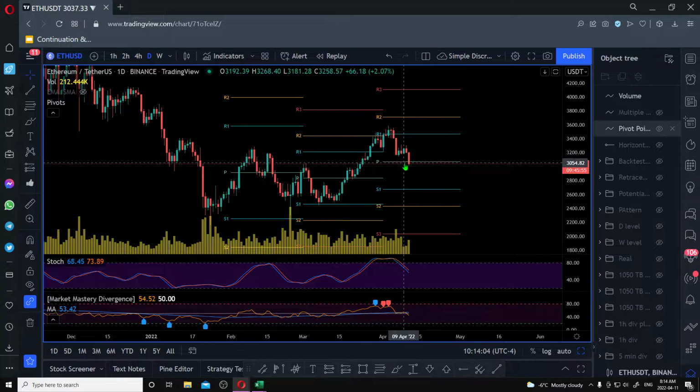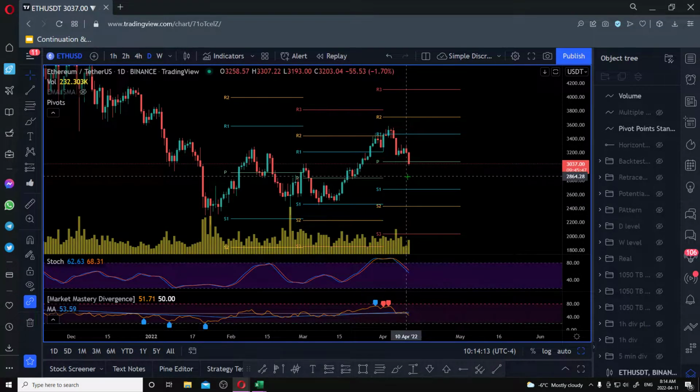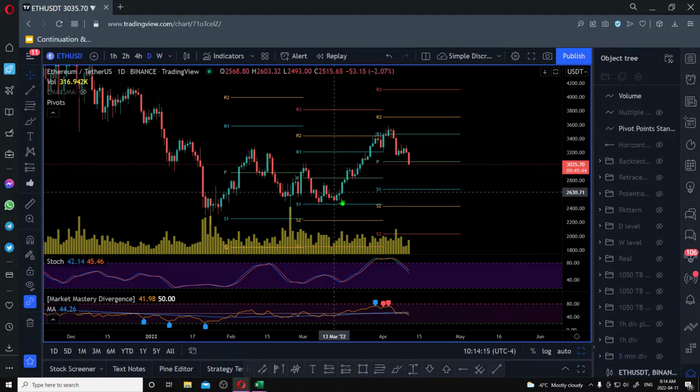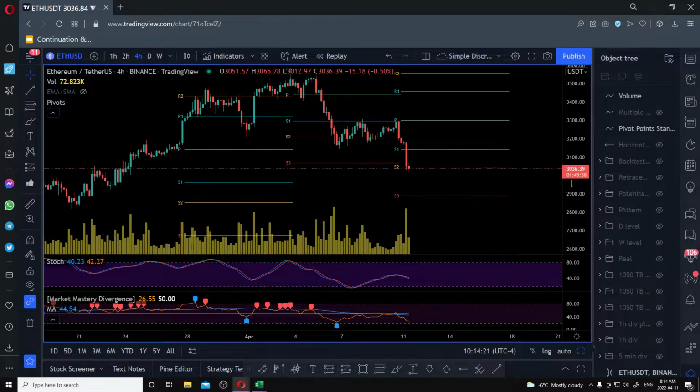But if we do get that closure below this daily pivot, then I could see a bearish or more pressure from the bears towards the downside, and even see those lower levels that I've been talking about. So with this general feeling of the market on the daily time frame, we could see more towards the downside. So let's move on to the 4-hour time frame.